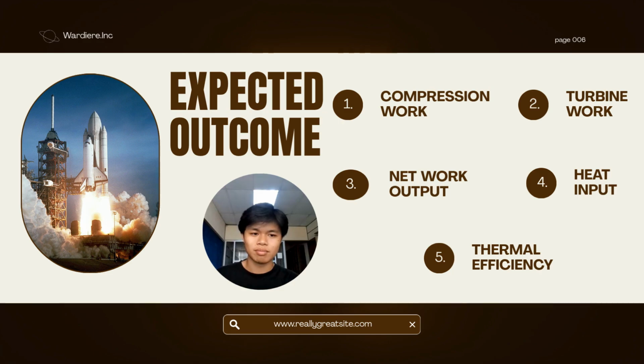For the expected outcome, we calculated compression work, turbine work, net work output, heat input, and lastly, the thermal efficiency. In the simple cycle, we observed a downward trend in efficiency as the compression ratio increased. It dropped from 4.63% at a compression ratio of 10 to just 1.41% at a compression ratio of 20.